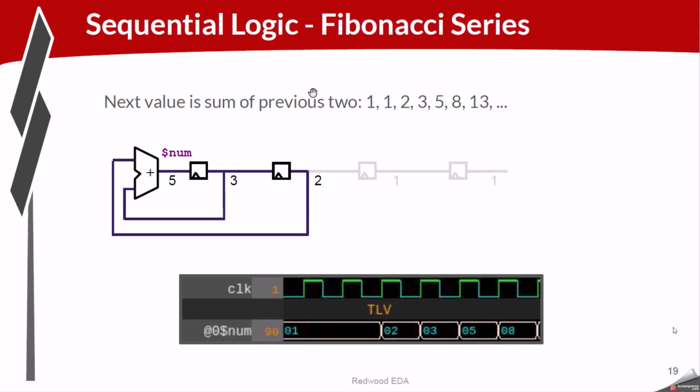So the first circuit that we're going to look at is a circuit that's computing the Fibonacci series. The Fibonacci series is a simple series that starts off with two 1 values, and each next value is the sum of the previous 2 values. So 1 plus 1 equals 2. 1 plus 2 equals 3. 2 plus 3 equals 5. 3 plus 5 equals 8, and so on.